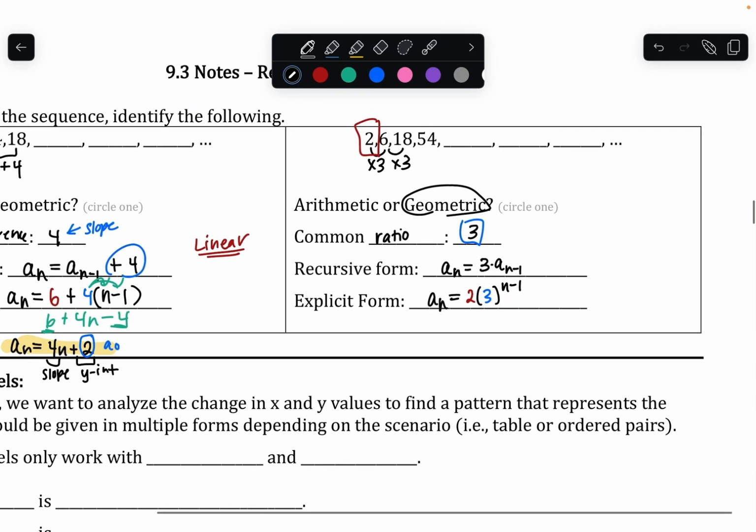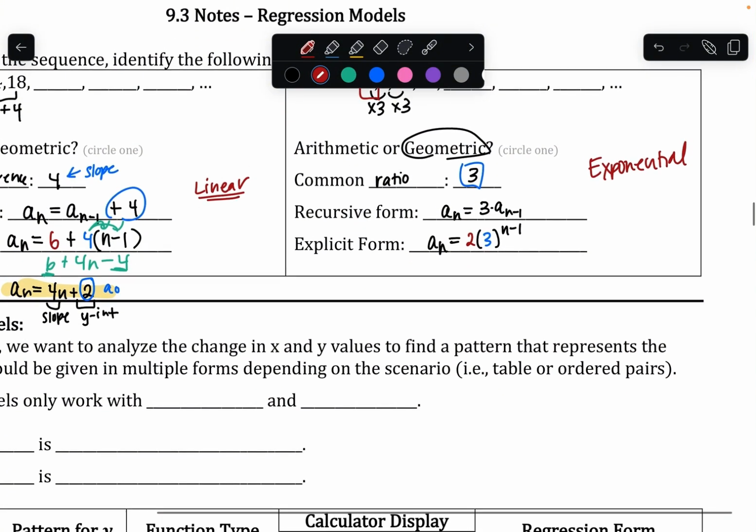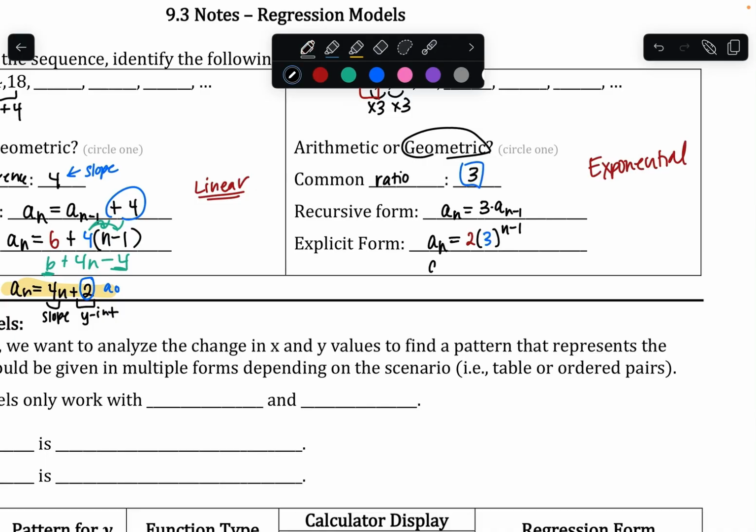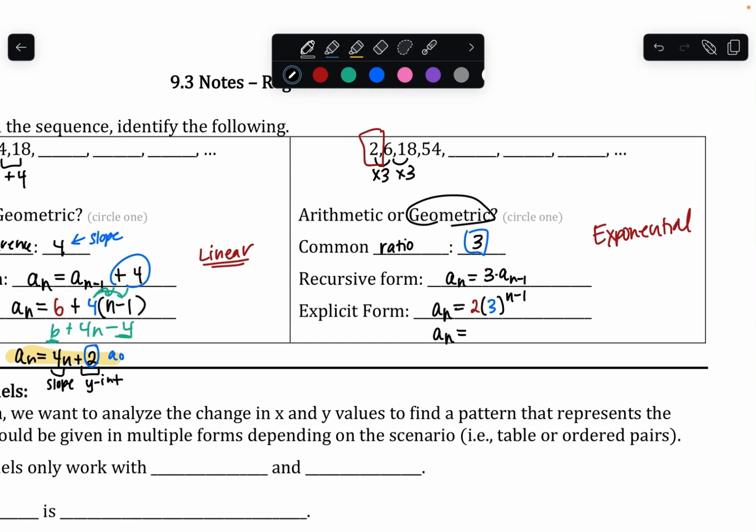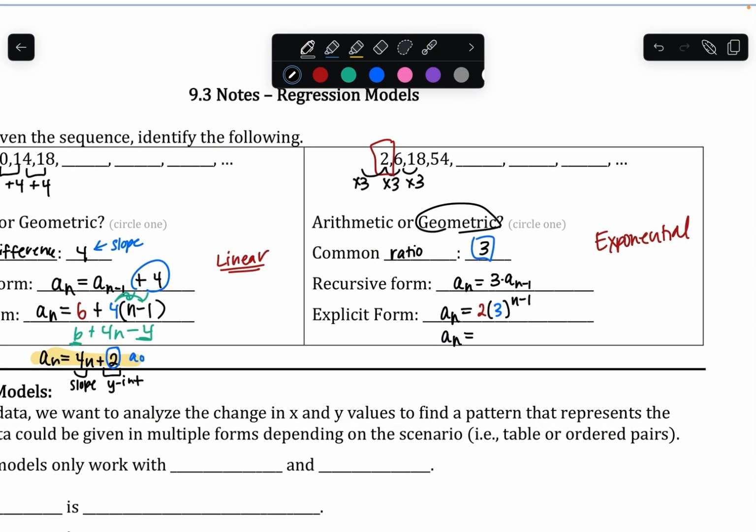Okay, and so what I'm hoping you have noticed is that geometric corresponds to exponential functions because we are multiplying. And so another explicit form would be our a times b to the x, which means we need the y-intercept, which means we would just go backwards to the 0th term, and 2/3 times 3 would give us the 2. And so we would have 2/3 times 3 to the n as an equivalent form.